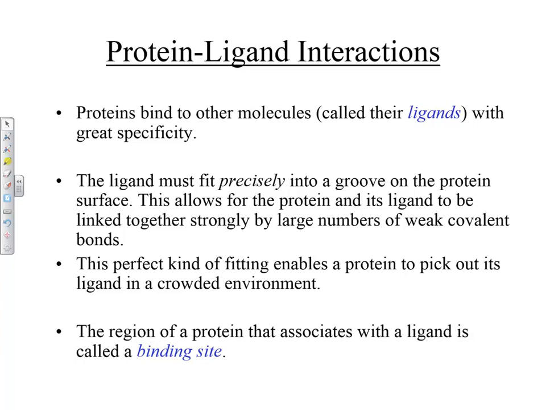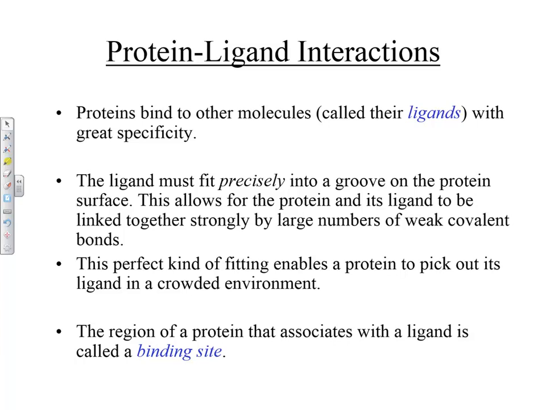This ligand, the molecule that the protein binds to, must fit precisely into a groove on the protein surface. This will allow the protein and its ligand to be linked together strongly by large numbers of weak bonds. They have to fit exactly into each other. If the fit is not perfect, then that's not the ligand for that protein. So they differentiate based on the shape.